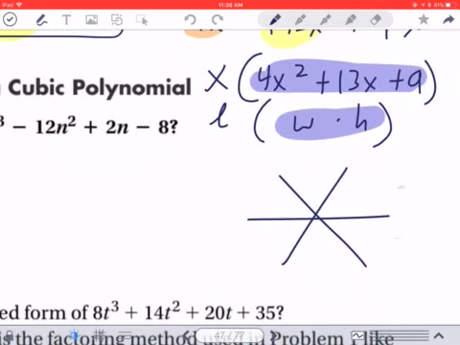So I have 4 times 9 is going to be 36. And I have 13 right there. 4x goes here, 4x goes here. What multiplies to 36 and adds to 13? It's going to be 4 and 9. 4 times 9 is 36. 4 plus 9 is 13.